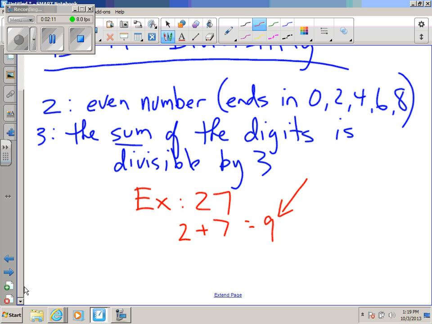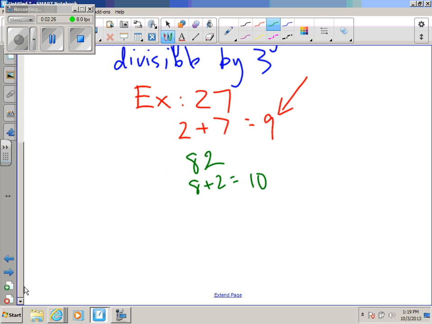If I were to select one, like 82, I add the digits, 8 plus 2 equals 10. 10 is not divisible by 3.